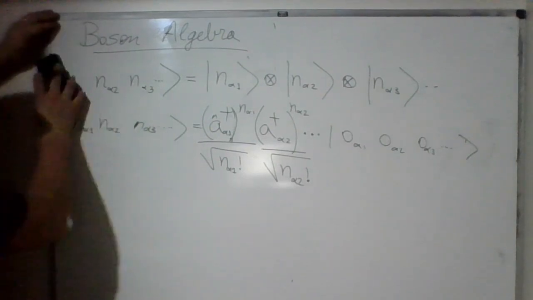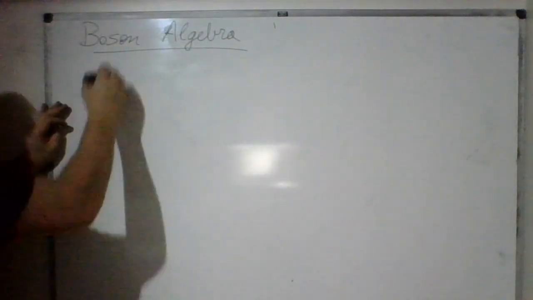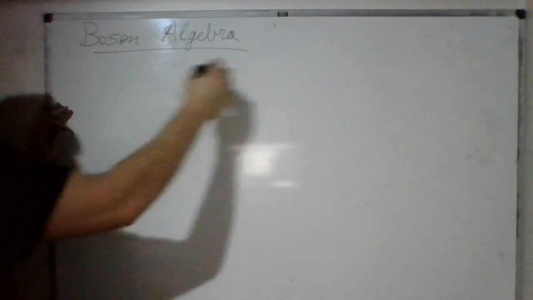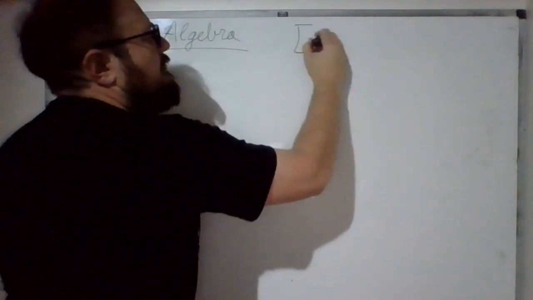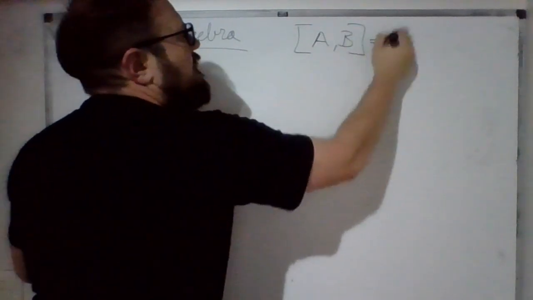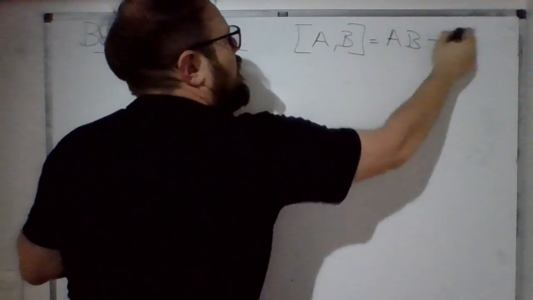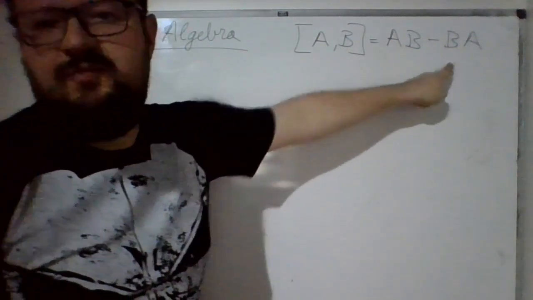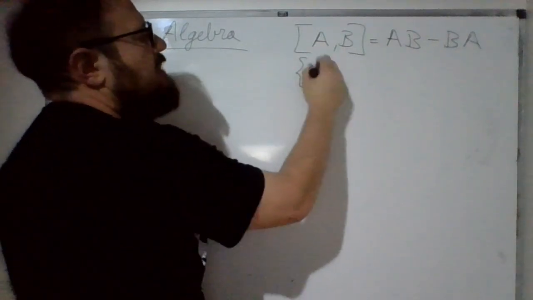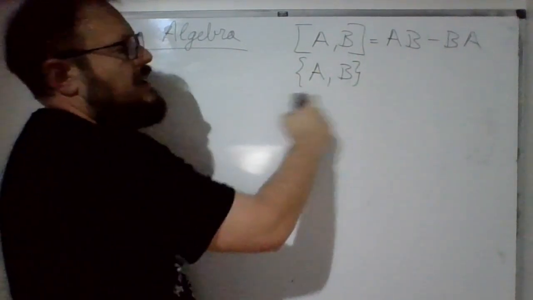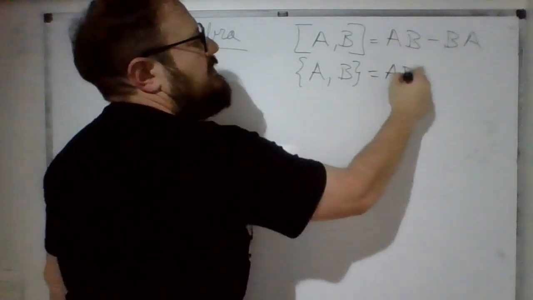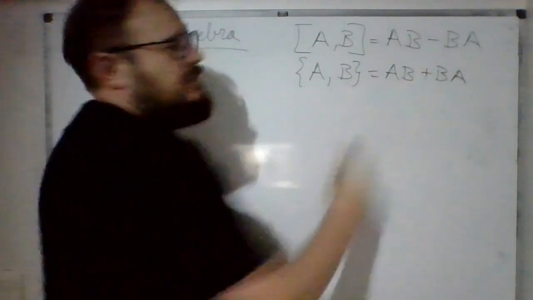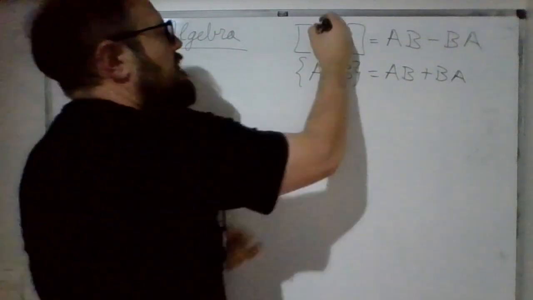So let us just write the algebra for bosons. The algebra for bosons is the following. You need to use commutators. Remember, commutators of two matrices are just that operation. And anti-commutators, which we define by curly brackets, is just replacing the minus by a plus sign, okay?